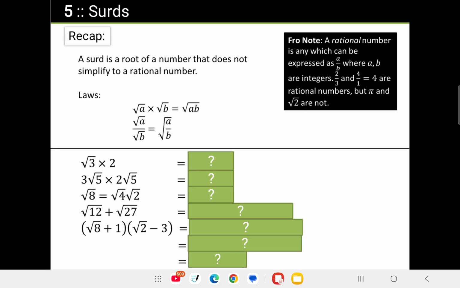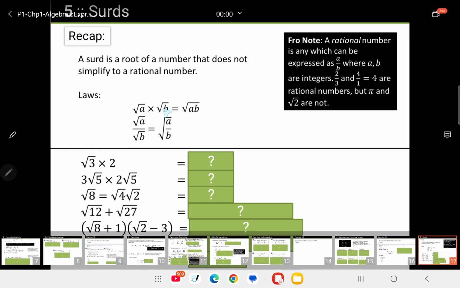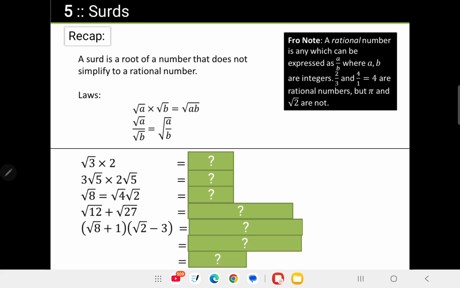So the laws of indices are again like this: if you have the product of two numbers and both are under the root, you can write them under a combined root. Root of a over root of b, you can again combine in terms of a fraction as well. These are some basic results, like root 3 times 2 is 2 root 3. In this case it's 3 times root 5 times 2 root 5, so 3 times 2 is 6, and root 5 times root 5 is root 25, which is 5, so 5 times 6 is 30.